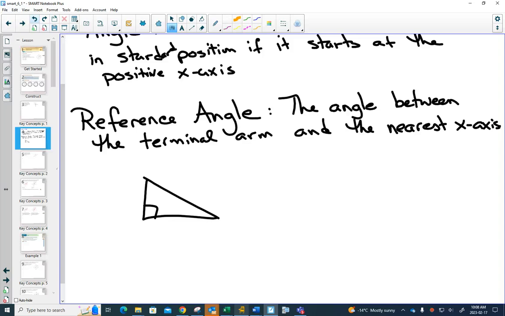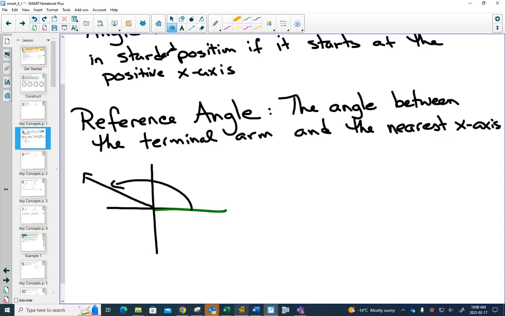In grade 11, you were introduced to reference angles because what happens is sometimes you have an angle in standard position, say here's my positive x-axis. I'm going to go over here. Let's say this angle is 150 degrees.